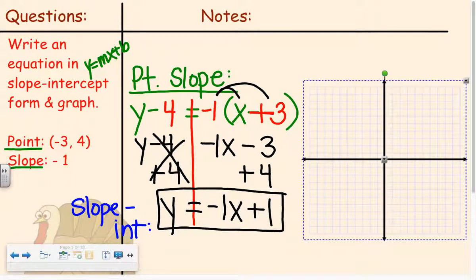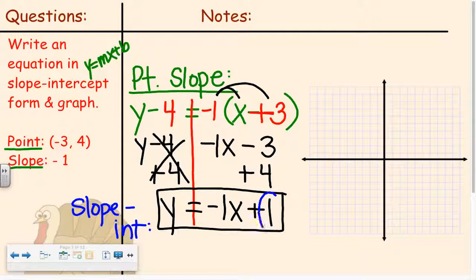Now I can graph. The number I graph first is my y-intercept, the number all by itself. So I go to my y-axis and put a dot at 1. Then my slope is -1, which is the same thing as -1/1. So I'll rise -1, run 1, and repeat that for each point.